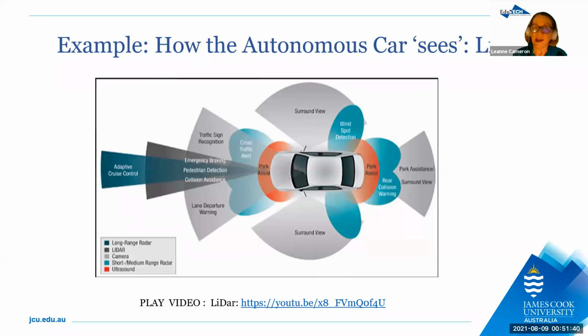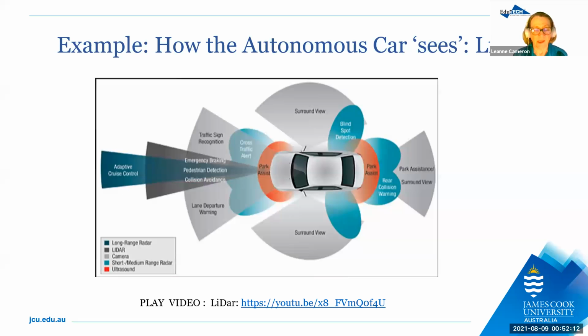So it's how an autonomous car sees LiDAR. Now there's a link there to a video, if you want to follow this through and understand the context of what we're talking about here. That link will be made available on the PowerPoint, which you should have access to. We haven't got time to play it now, but it does explain how an autonomous vehicle works, how it sees, if you like.